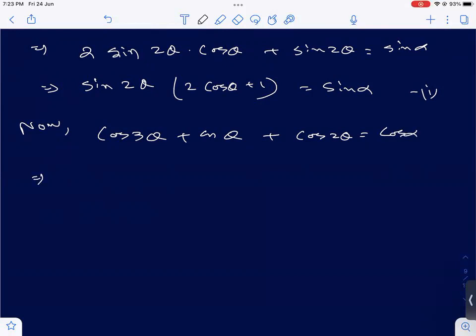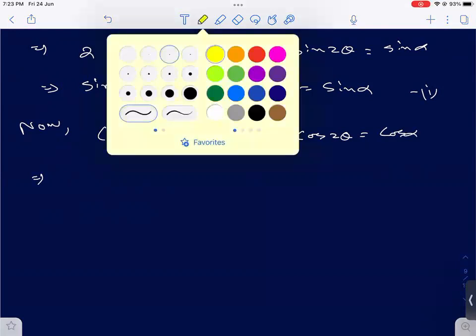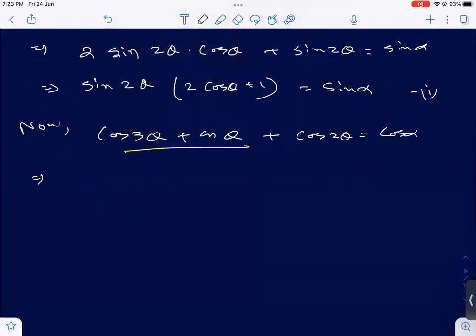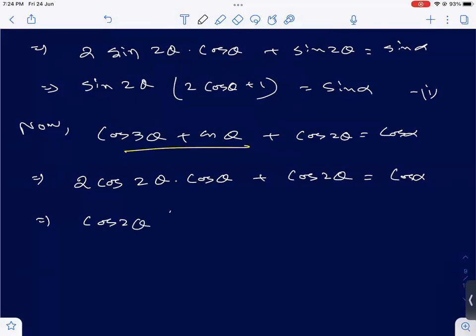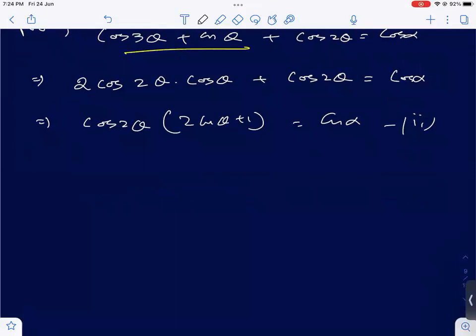Therefore, cos C plus cos D, I am writing here the cos C plus cos D portion. So I am getting 2 cos (C plus D)/2 into cos (C minus D)/2. It's formula number 3. So 2 cos 2 theta cos theta. If you are not comfortable, see the formula list, mark up the formula and then start solving the sum again. So cos alpha. So this is cos 2 theta into (2 cos theta plus 1) equal to cos alpha, number 2.